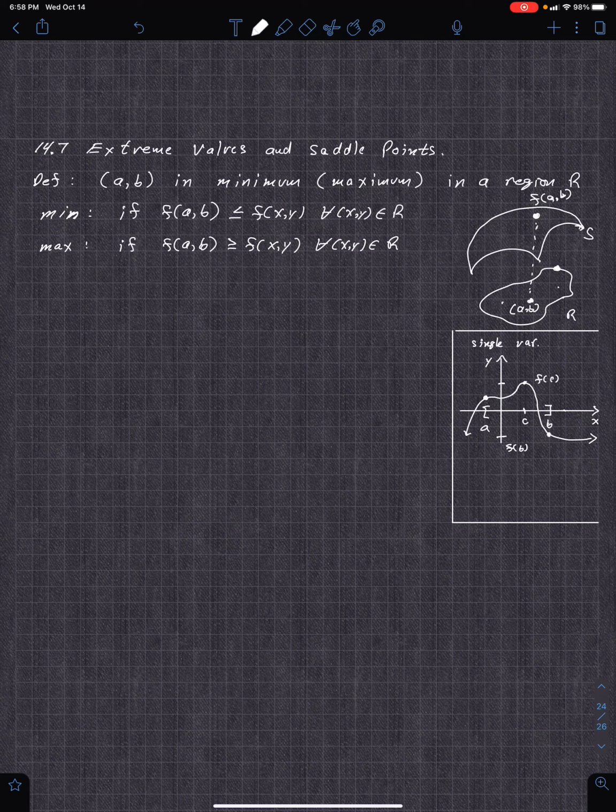Let's go back to the extreme value theorem in 3D. So this is what's called the extreme value theorem.